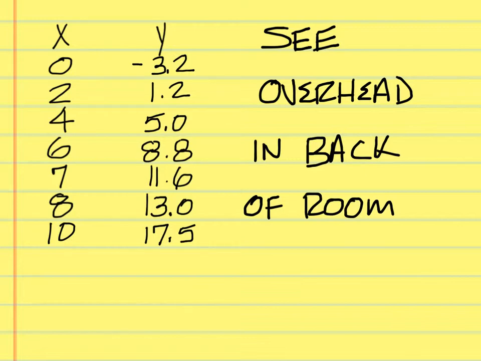Go over to L2 by hitting the right arrow, and it'll take you straight to the first cell in L2. And enter in those numbers, negative 3.2. And remember, the minus sign is not a negative sign. The negative sign is at the bottom to the right of the decimal point. And then 1.2, 5, 8.8, 11.6, 13, and 17.5.